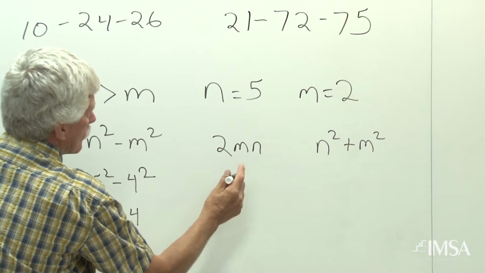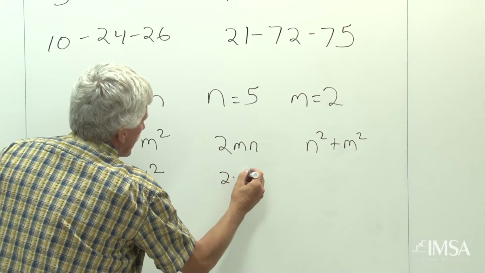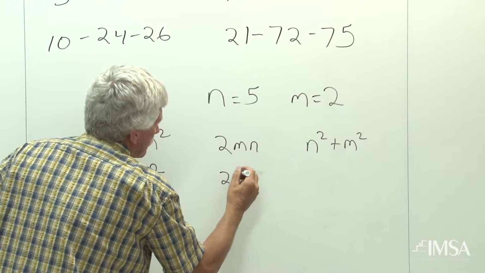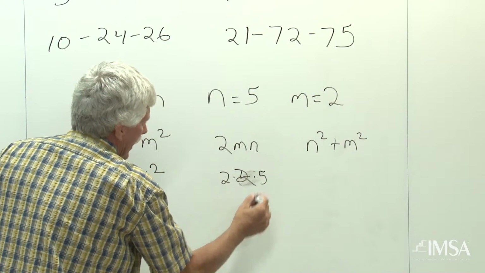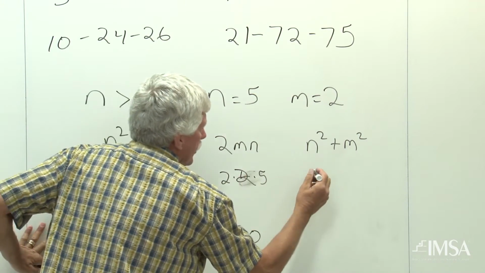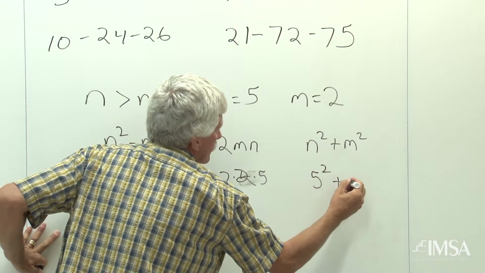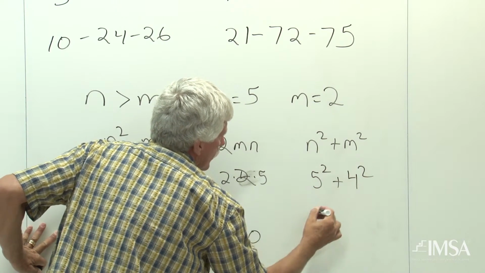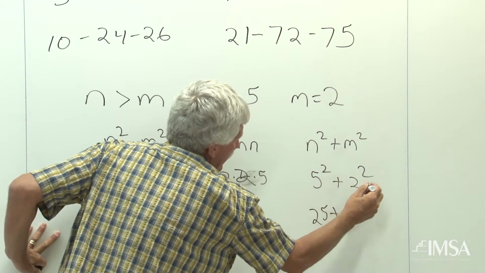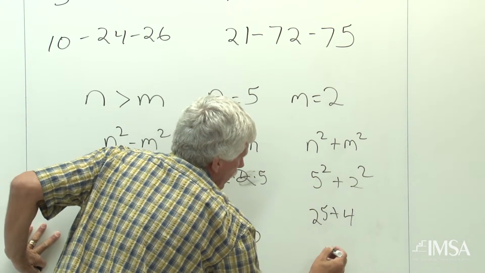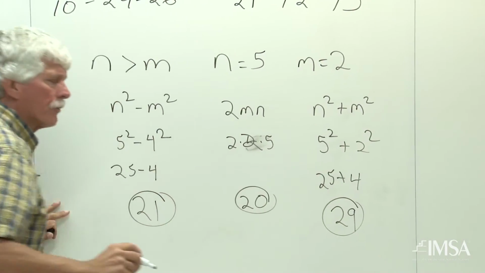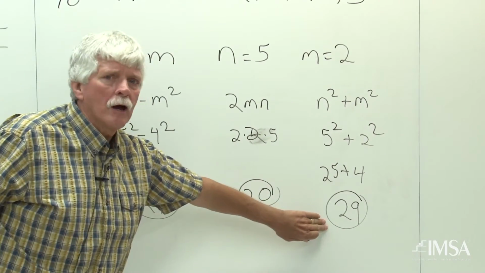We have this one. So we have 2 times 2 times 5, which will give us 20. Substitute here, we have 5 squared plus 2 squared, 25 plus 4, or 29. Those are our three sides. Obviously, this one's the hypotenuse.